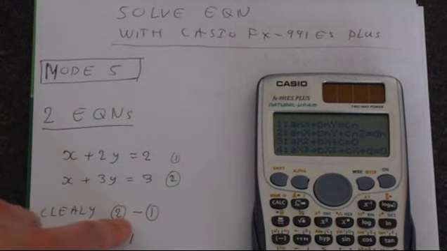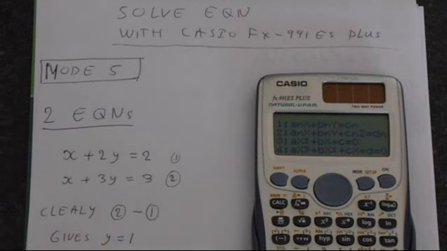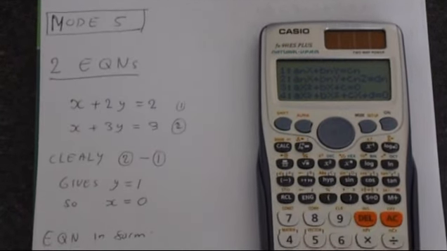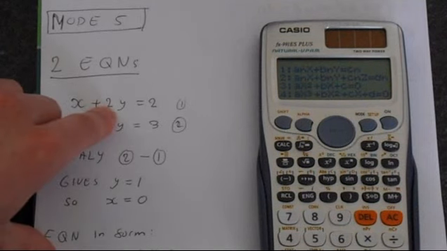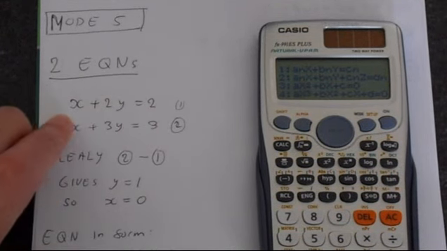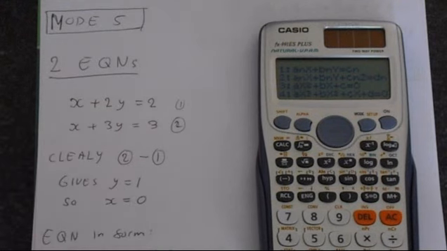Clearly if you take equation 2 and subtract equation 1, the x's are going to go and you're going to get 3 minus 2, which is y, and 3 minus 2 is 1. So clearly y is going to be equal to 1, and if you substitute back in you're going to get x equal to 0. For example, 2 times 1 is 2. So that's going to be 0. So 0 plus 2 times 1 equals 2. And it works for the other equation obviously.